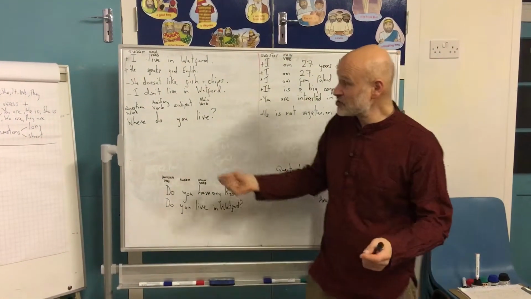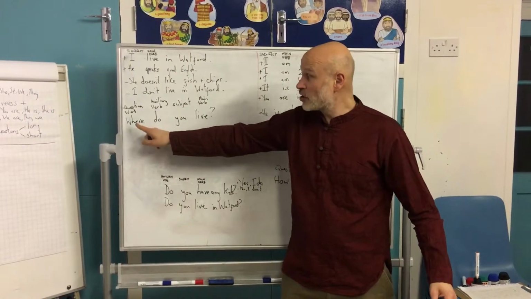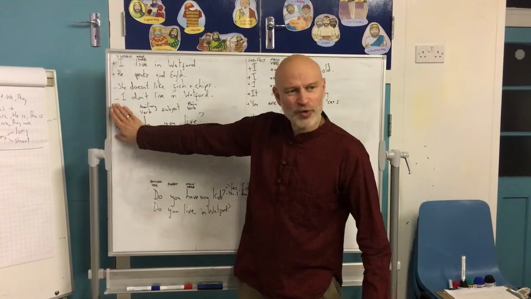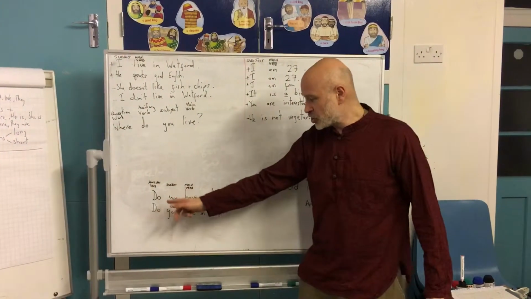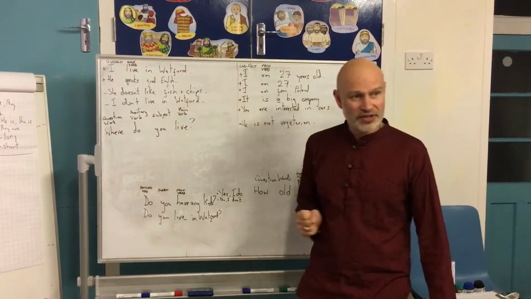For questions, big questions, we use a question word. Where do you live? For little questions, just no question word. We start with do. Do you have any kids? Yes, I do. No, I don't. Do you live in Watford? Yes, I do. No, I don't.